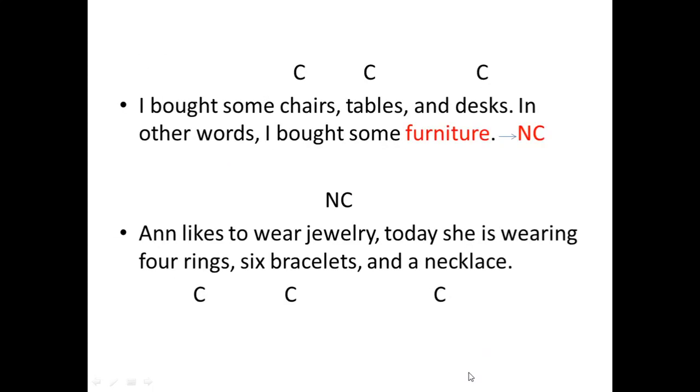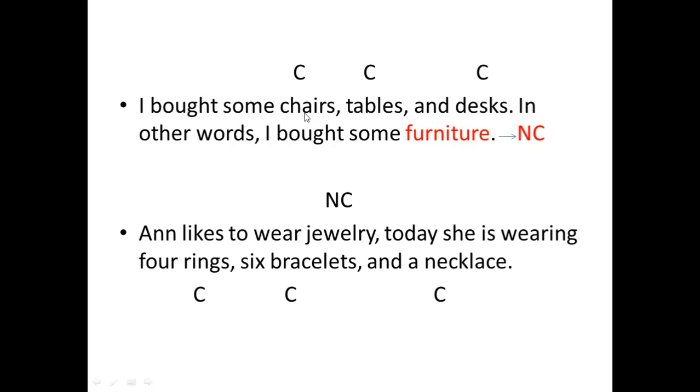Okay? So, let's look at some examples. For count and non-count nouns: I bought some chairs, tables, and desks. In other words, I bought some furniture. Can you locate the count nouns and non-count nouns? So, this C is for count noun, and this NC is for non-count nouns, okay? So, I bought some chairs, tables, and desks.